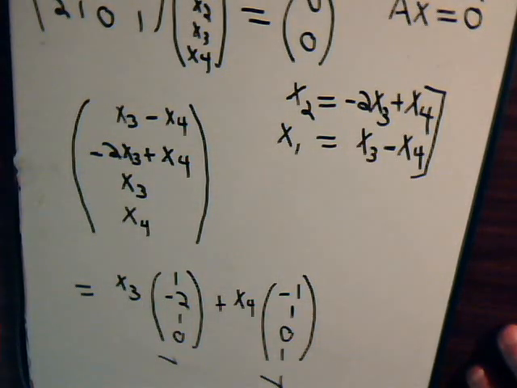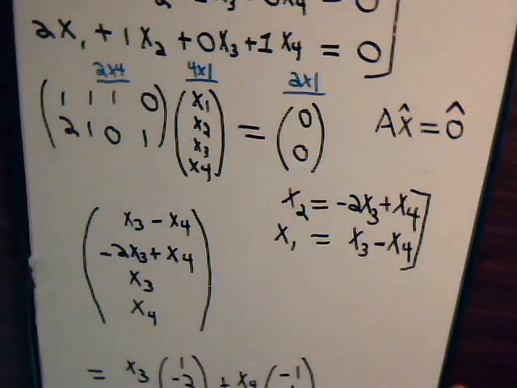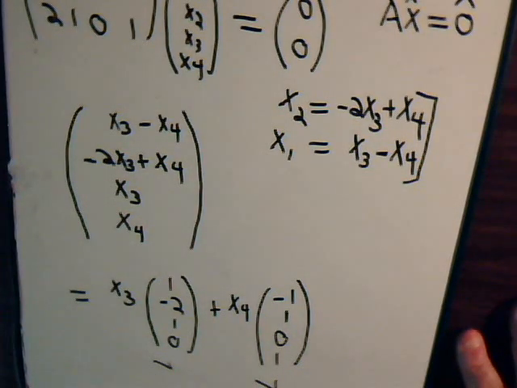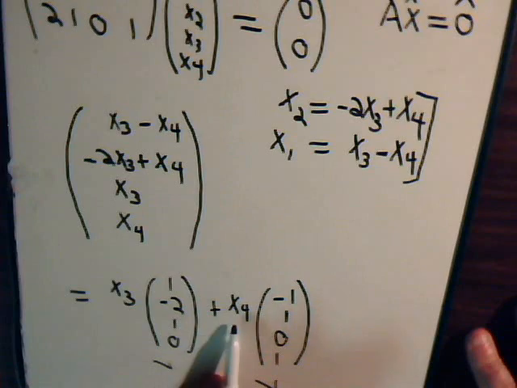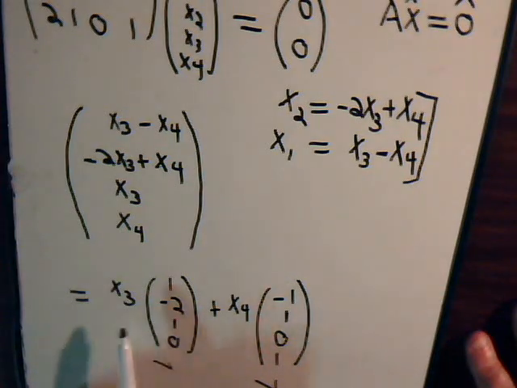But now what makes it interesting, when we factor out the x3 and the x4, we get two linearly independent vectors. Either one of these vectors put in here will make this 0. Any combination of these vectors will also make it 0. That's why we say there's an infinite number of solutions. This is a free variable. This is the free variable. So what this means is that the dimension of the null space is equal to the number of free variables.